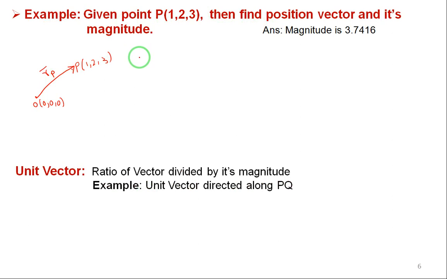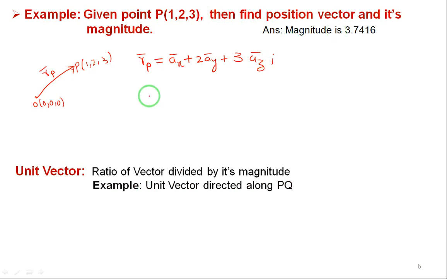So they have asked to find out the position vector. RP vector is equal to, so coordinates are 1, 2, 3. So 1 into AX, I will not write 1, is just AX, and 2 into AY plus 3 into AZ. This is the position vector we have found out.